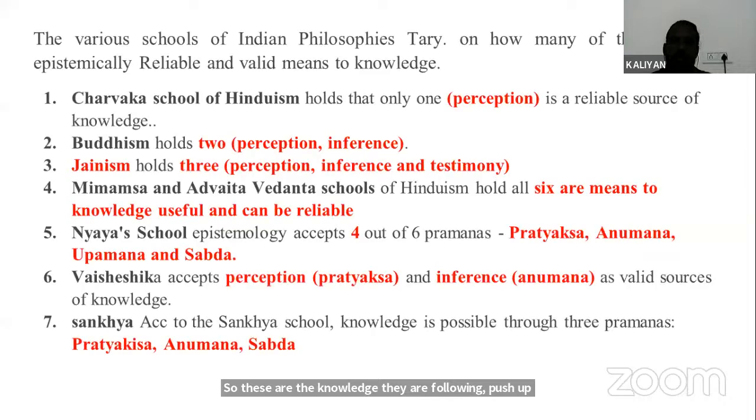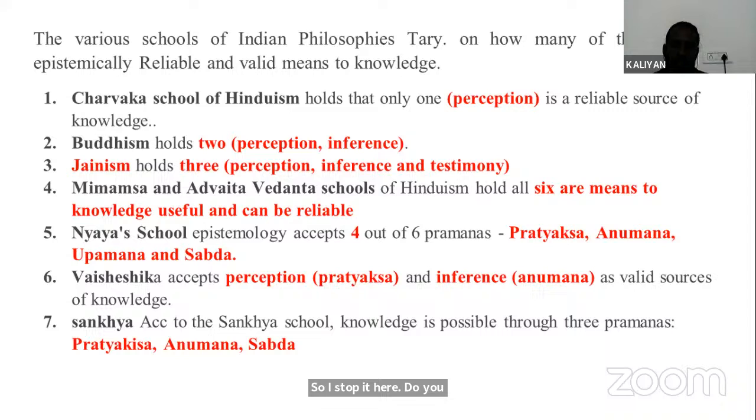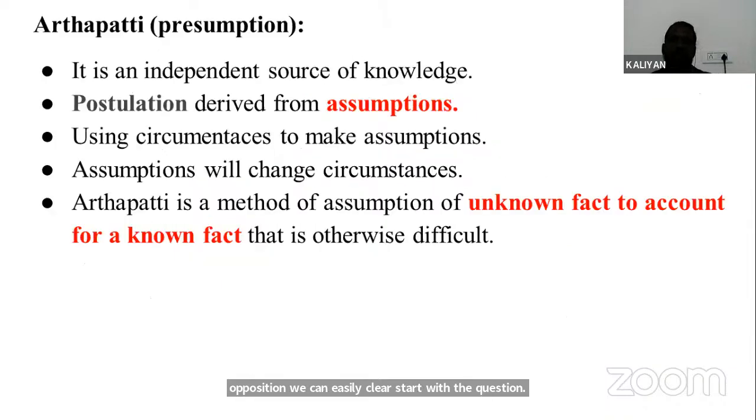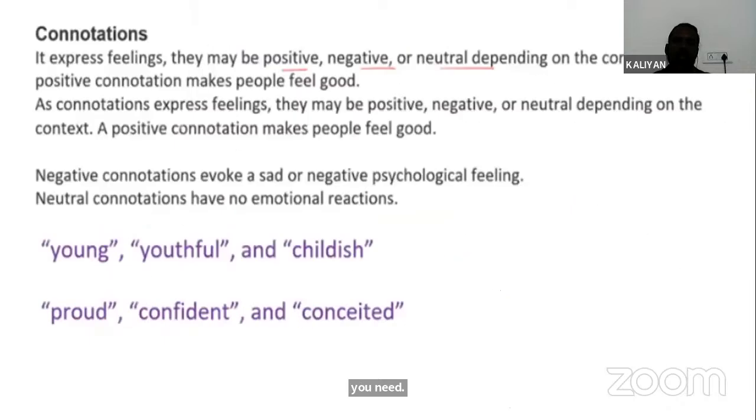So I stop here. Do you have any doubt? I know it is a little bit difficult. If you understand the concept, you can easily solve questions related to categorical proposition or square of opposition. So I finished the mostly theoretical portion of all the units. Do you have any doubt, particularly in logical reasoning?